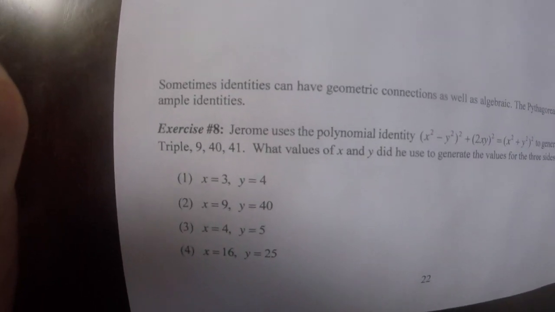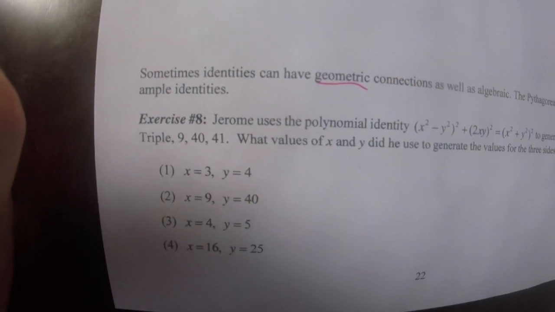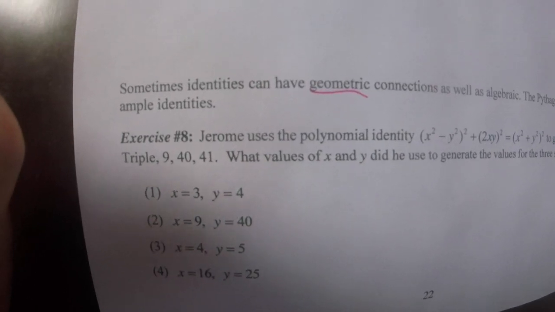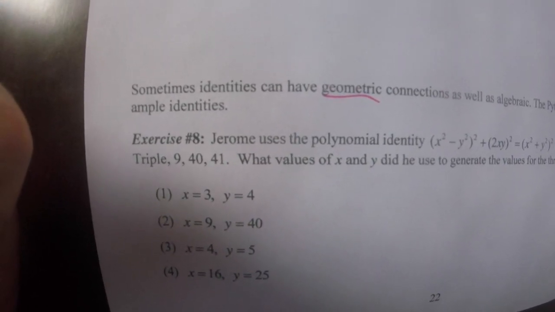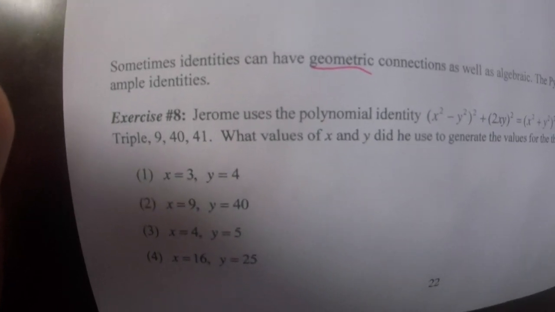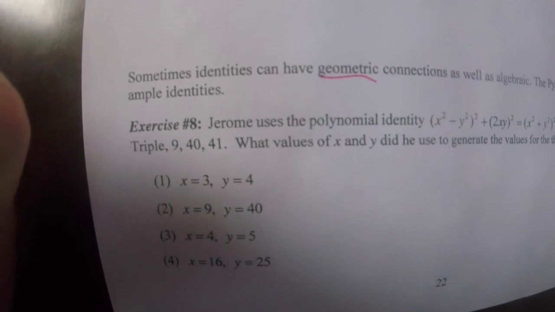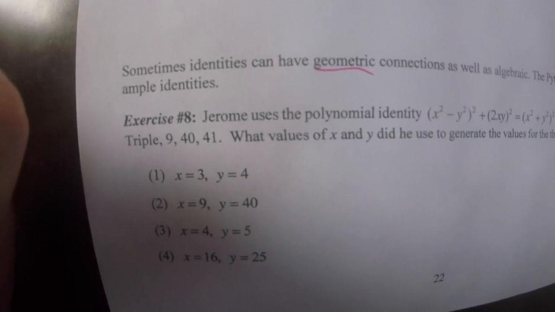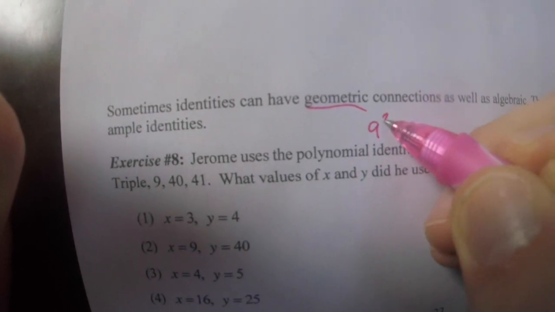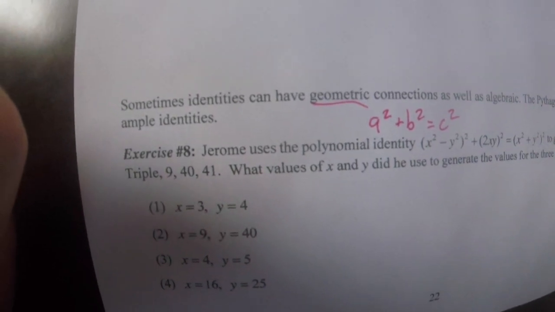So it says sometimes identities can have geometric connections as well as algebraic. The Pythagorean theorem gives us ample identities. And those of you that were lucky enough to have me last year definitely remember Pythagorean theorem, right? Think about it. What's Pythagorean theorem? I think it's a squared plus b squared equals c squared. Do you remember what you used that for?